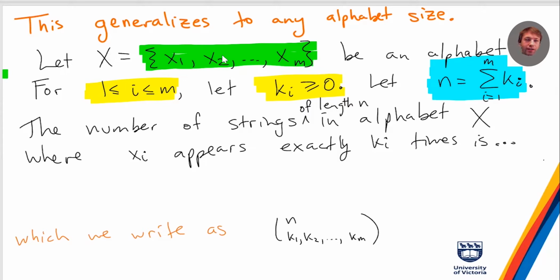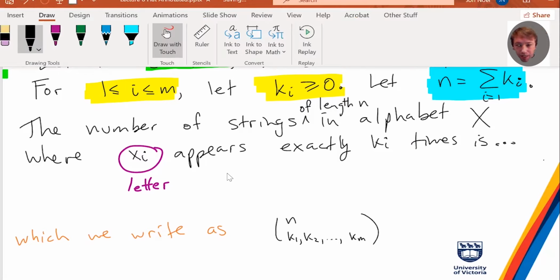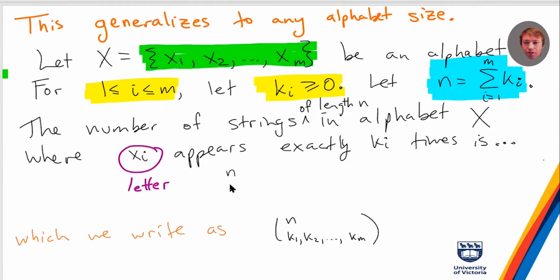So here we have m different letters, and the number of strings of length n, where the alphabet is x, and the letter xi appears exactly ki times, is equal to, well, you can derive this pretty easily by the same idea as we did with the a's, b's, and c's. You can take n choose k1, that's the number of ways to choose where the first type of letter goes, then n minus k1 choose k2, and so on, multiplying these all up, down to n minus k1 minus k2 all the way to km minus 1 choose km.